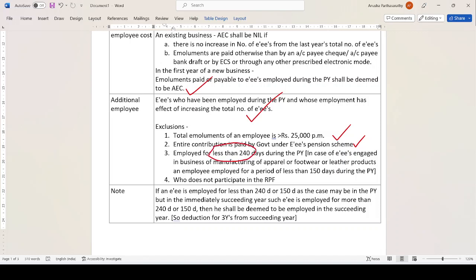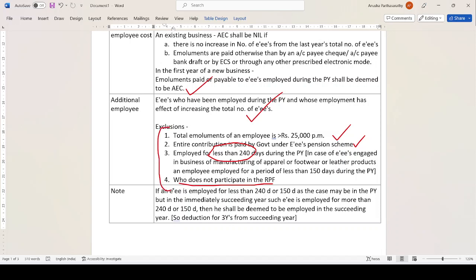But if I am engaged, or the SSC is engaged, in the business of manufacturing of apparel or footwear or leather products, then the employees can be employed for at least a period of 150 days. If I am employed for less than 150 days, then I will not be considered as an additional employee. And an employee who does not participate in the RPF will also not be considered as an additional employee. These are the 4 exclusions.